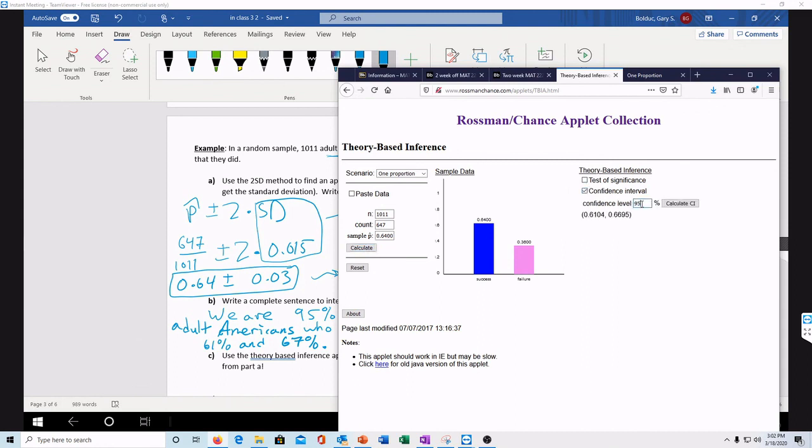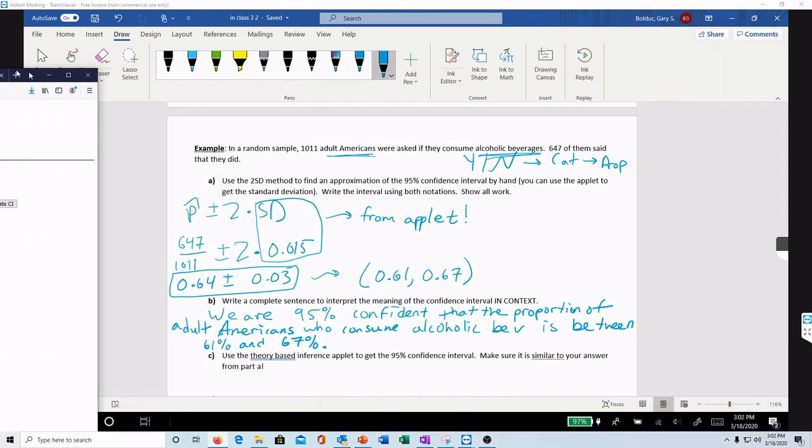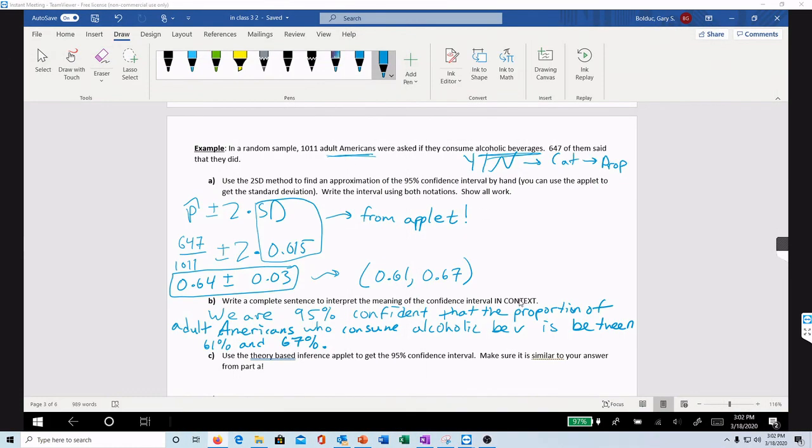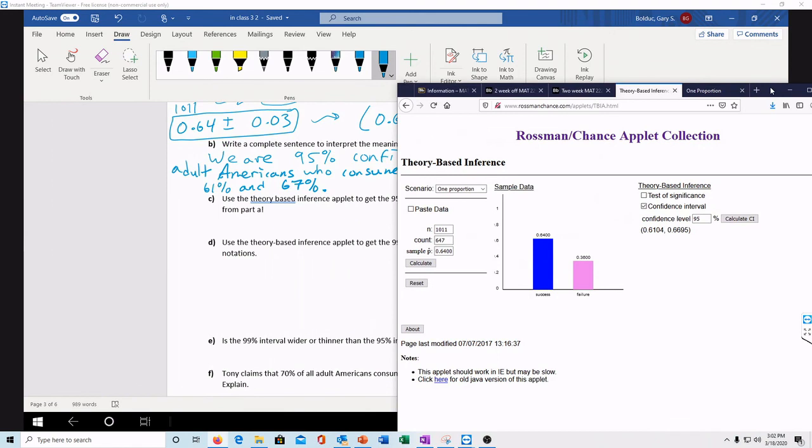I just double check that this is 95%. And here's my confidence interval. 61 to, looks like 67%. Okay, well, let's scroll down and I look, 61 to 67, 61 to 67, check. So all I'm going to write for this next piece here is just write down the answer I got. So I got 0.6104, comma, 0.6695. There you go.